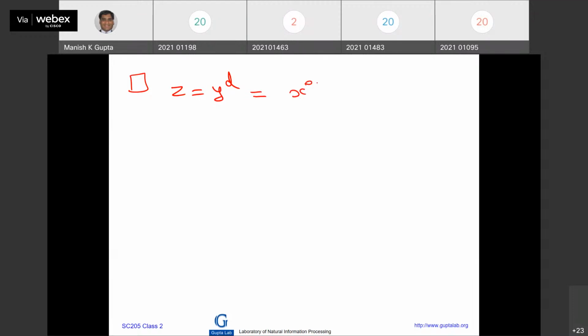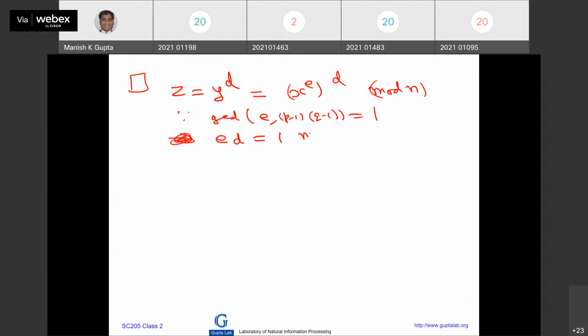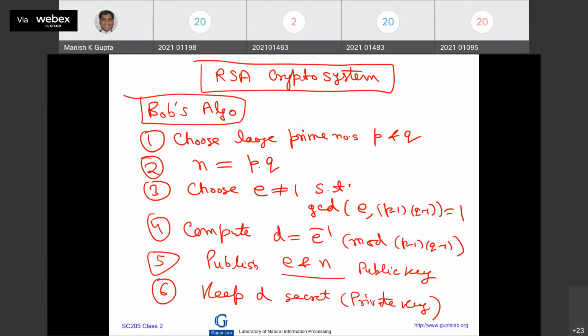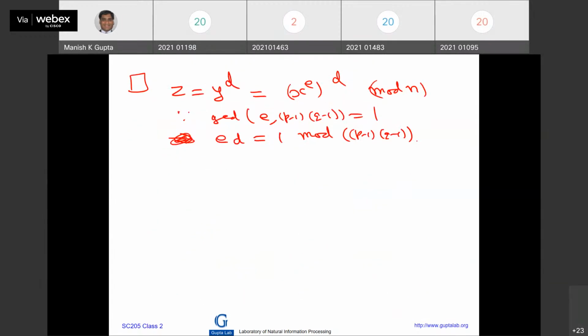Now Y is nothing but X raised to power E mod N. You remember? X raised to power E was Y. Now since GCD of E and P minus 1 is 1, and actually E and D are inverses of each other, you remember? Go back and you can see that I have written this here. D and E are inverses. So D into E is equal to 1, right? So ED is equal to this.